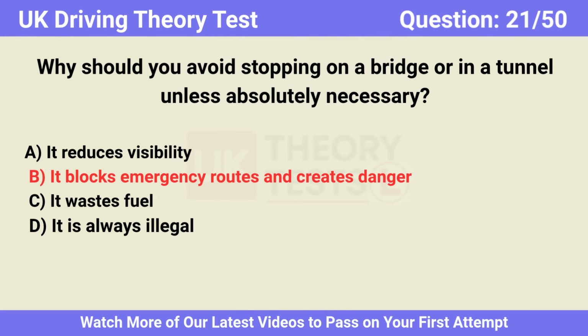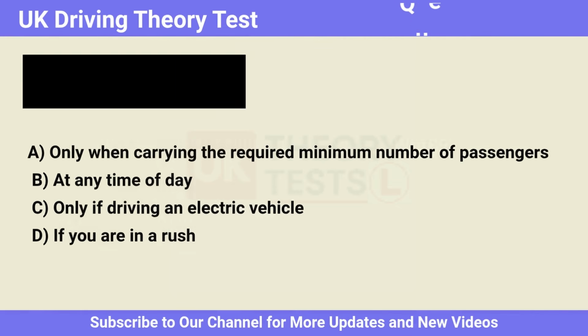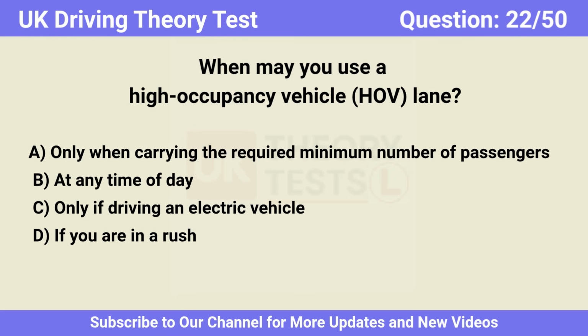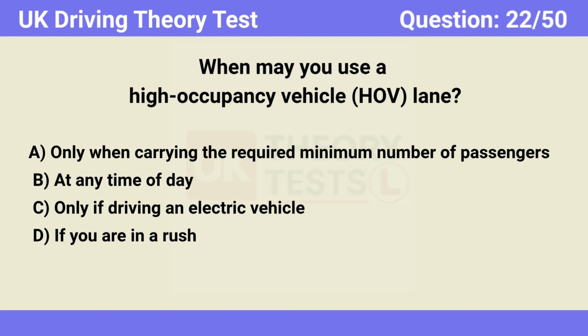Correct option is B. It blocks emergency routes and creates danger. When may you use a high occupancy vehicle, HOV lane? A. Only when carrying the required minimum number of passengers. B. At any time of day. C. Only if driving an electric vehicle. D. If you're in a rush.